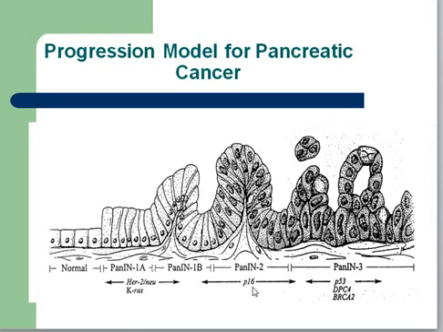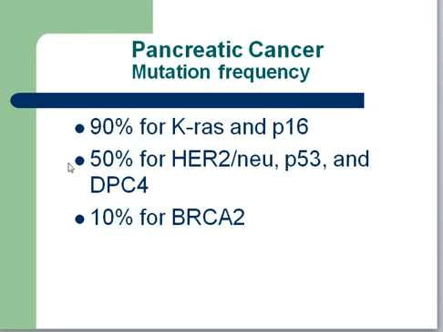P16 is a tumor suppressor gene, which we spoke about, which is inactivated in pancreatic cancer, as well as P53. The BRCA2 gene is seen in familial cases of pancreatic cancer, which occur in about 10% of cases. So 90% of pancreatic cancers have mutations in KRAS, which is the oncogene we spoke about, as well as the tumor suppressor gene P16. 50% have inactivation of these tumor suppressor genes, and then 10%, or the familial variant, have a mutation called BRCA2, which is also a tumor suppressor gene.